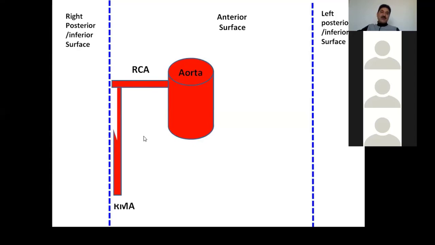Now, from this right coronary artery, we have the right marginal. A small branch I am going to describe later on. So the large branch is the right marginal. Then it gives a branch which enters the posterior part of the AV sulcus.